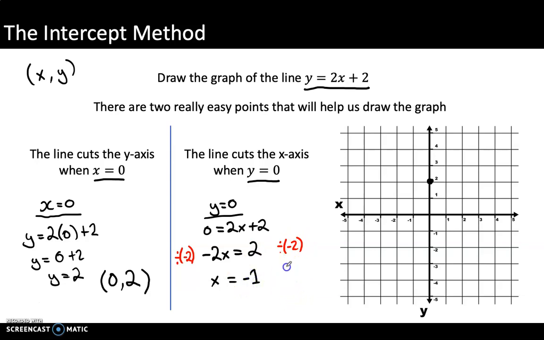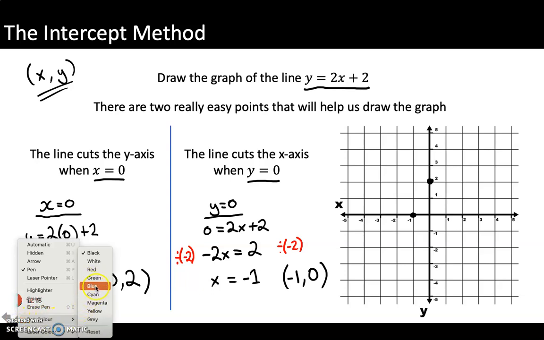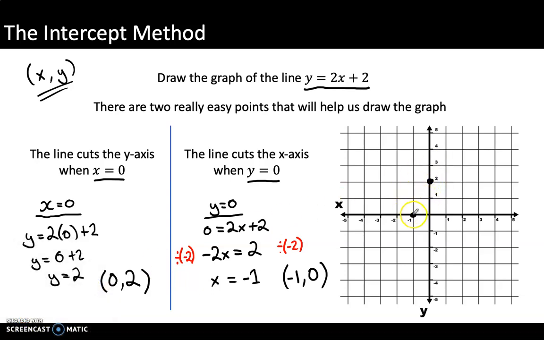So my point here, remember, it has to be a point. It always follows the form (x, y). So my x value is -1, and my y value, we let y equal 0. So (-1, 0) is here. I'm going to do this line in a different color. What you need to do is connect these two dots, and once you've connected the two dots, you can extend them. Your line should be much straighter than my terrible, not straight line.